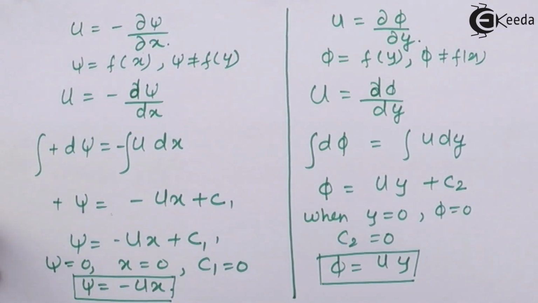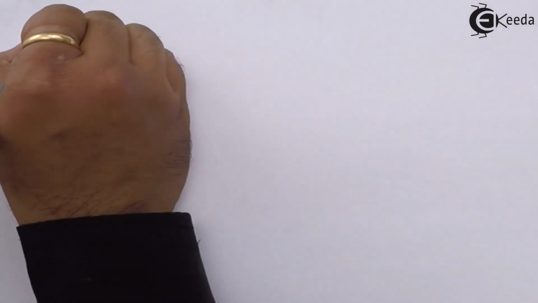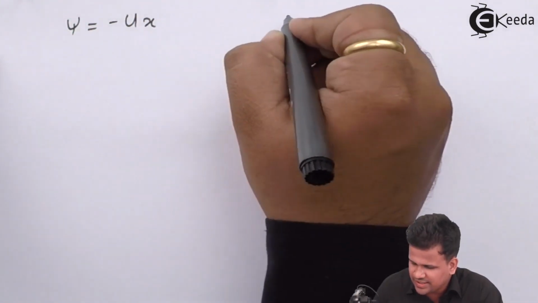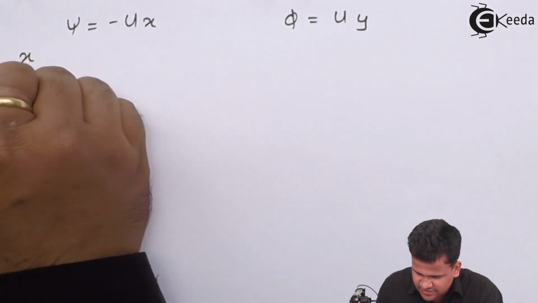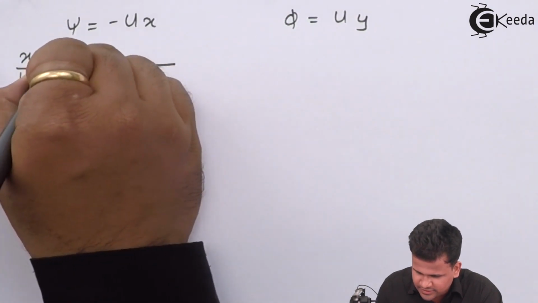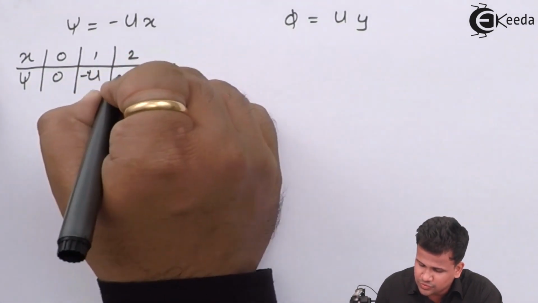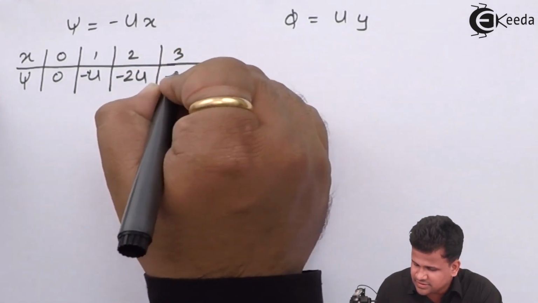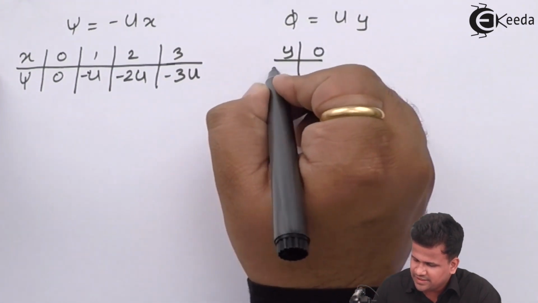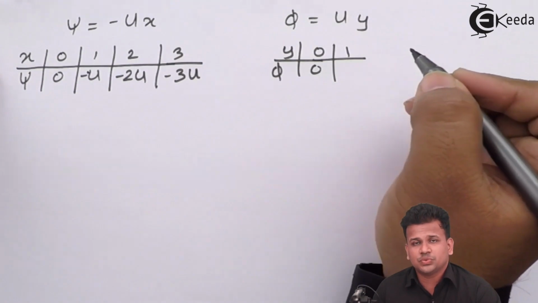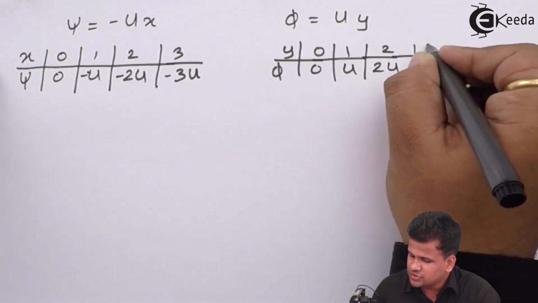Now let us plot this graph along x-axis and y-axis. So now you have two equations over here, that is psi is equal to minus Ux and phi is equal to U times y. So this is x and the value of psi, that is 0, 0. If x is equal to 1, psi is equal to minus U. If x is equal to 2, this is minus 2U, and x is equal to 3, this is minus 3U. Similarly, if y has a corresponding value of 0, then phi is equal to 0. If y is equal to 1, then phi is equal to capital U. Then for y equal to 2, phi is equal to 2U, and so on and so forth.